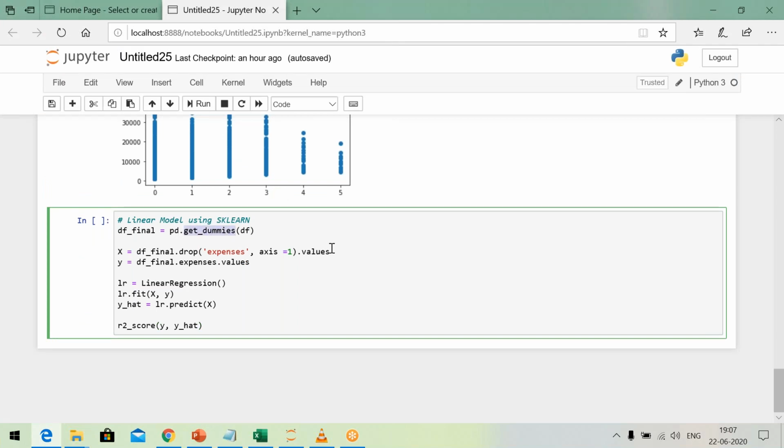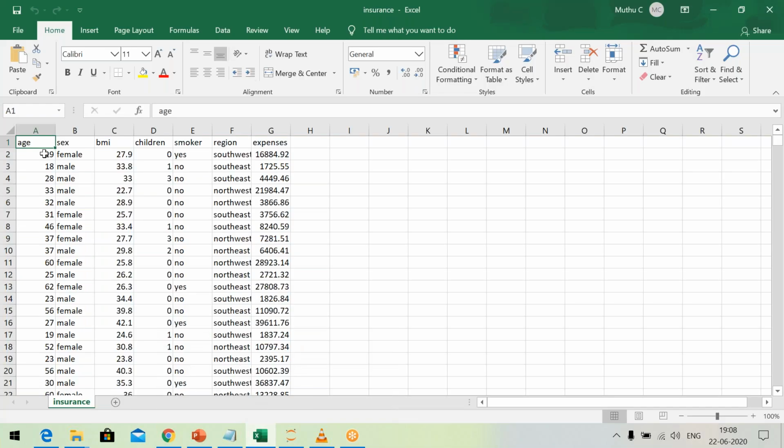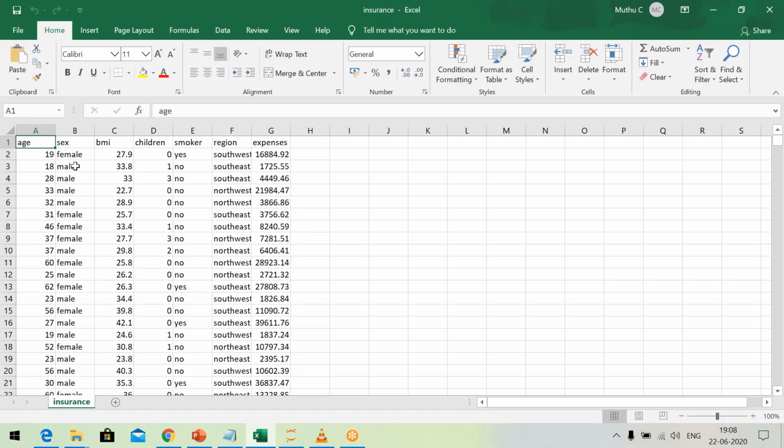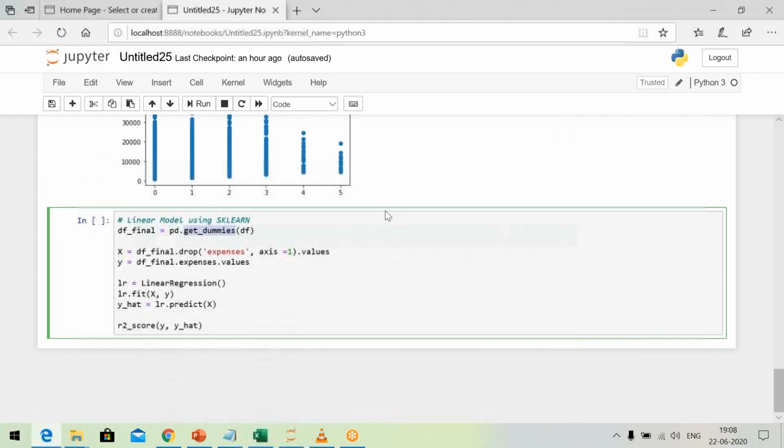The categorical variables are also known as dummy variables. So the non-numeric values, male, female, yes, no, southwest, etc., will be converted into numeric values. Instead of male, they will substitute 1 or 0, and so on. They will do the substitution here. After these values are changed, the new name of our table is df final.